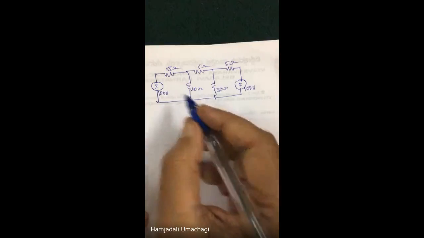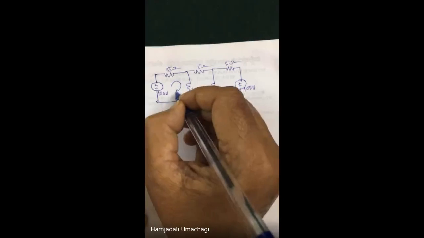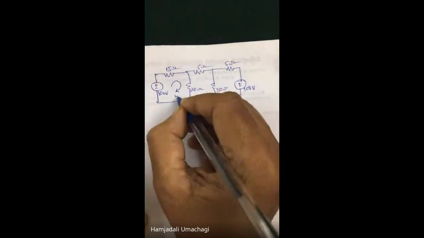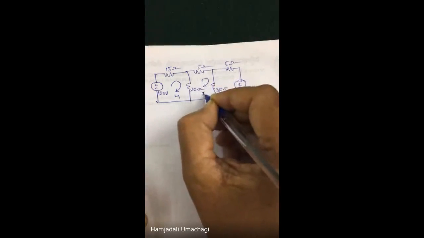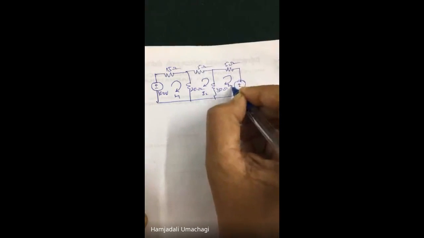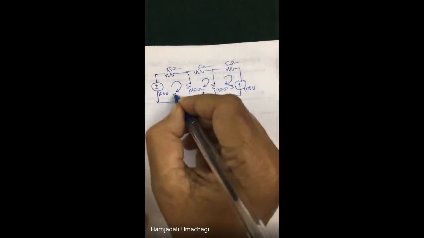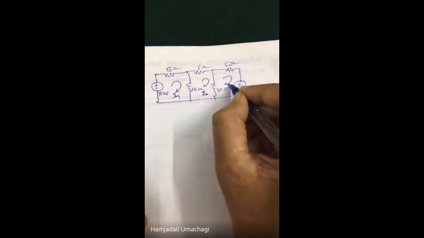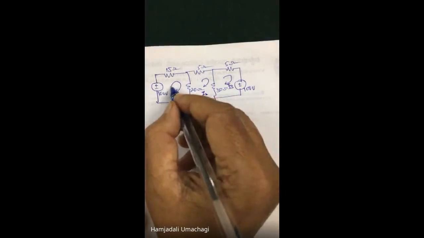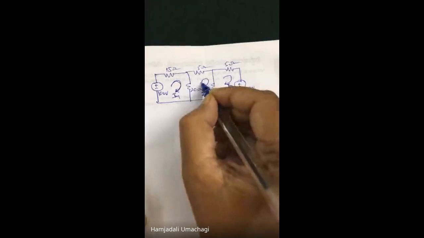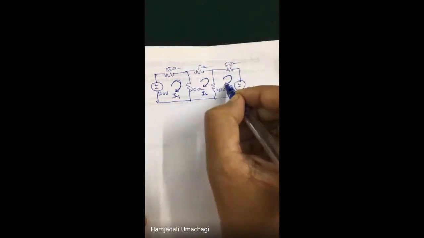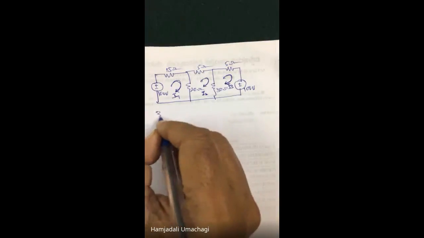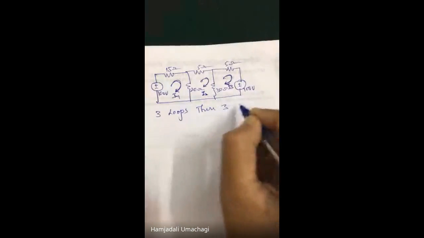What is the first step? We have to identify the independent loops: loop 1, loop 2, and loop 3. Assign the loop currents I1, I2, and I3. All must be in the same direction. I assigned them in a clockwise direction. So how many loop currents? Three loops, thus three loop currents.